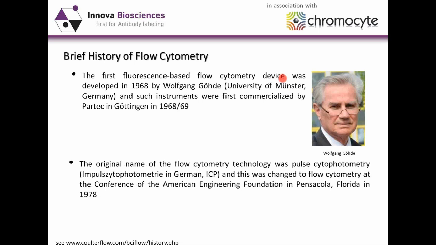I think it's always good to look back in history and identify who were the main players at the beginning of any technique. The first fluorescence-based flow cytometry device was developed by Wolfgang Göhde in 1968. Those instruments were first commercialized by a company called Partec in Göttingen, and those machines are still available. The original name of the technology was Impulse Cytophotometrie in German, and this was changed to flow cytometry at the conference of the American Engineering Foundation in Florida in the late 1970s.